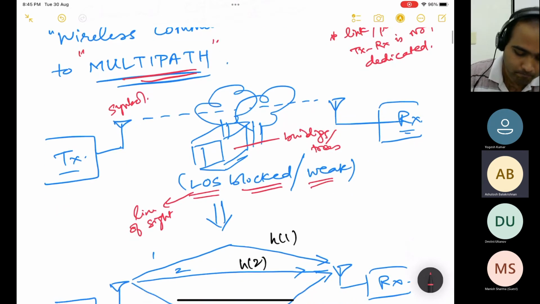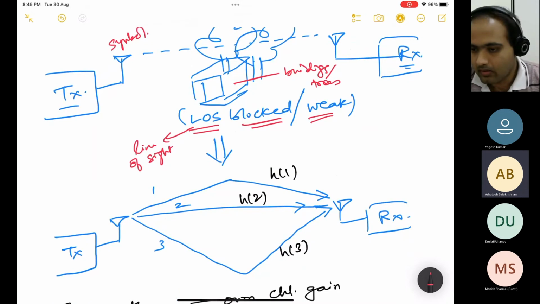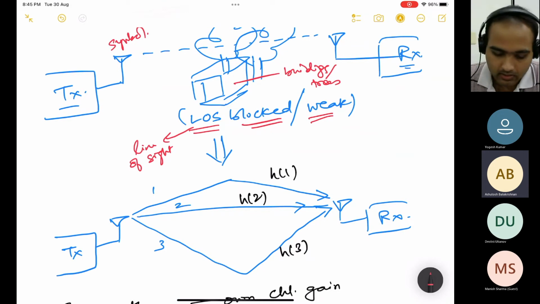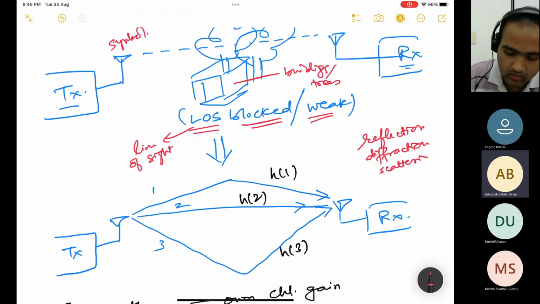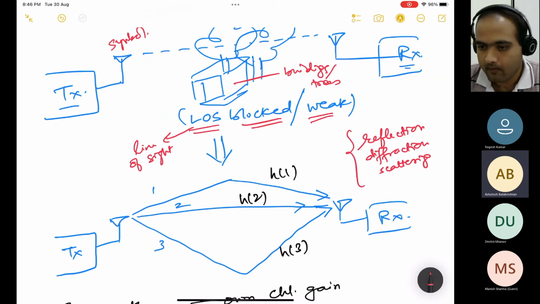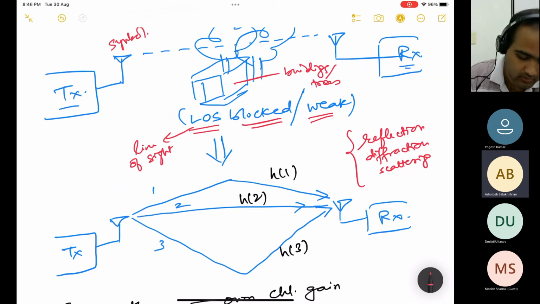So what happens is that when you do not get a line of sight communication between transmitter and receiver, it might happen that, due to natural phenomena of reflection, diffraction, and scattering, multiple other paths get formed for the same symbol which is being transmitted. So say at time k, if you transmit it.